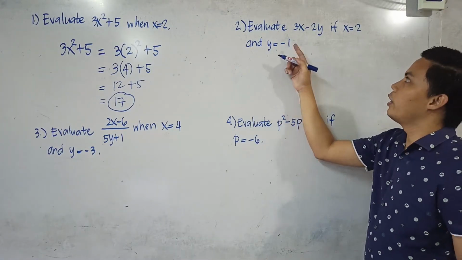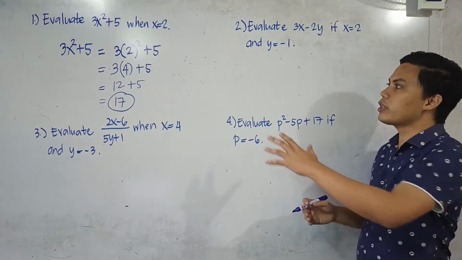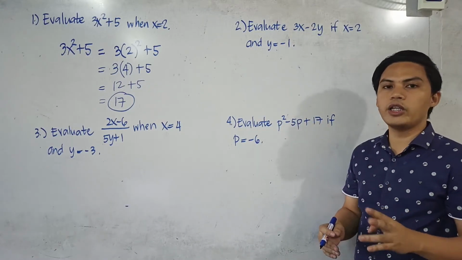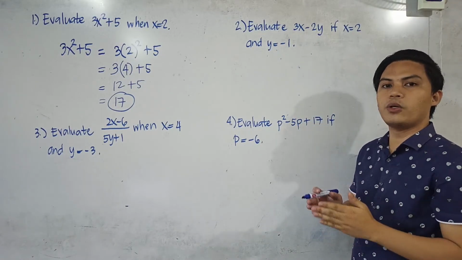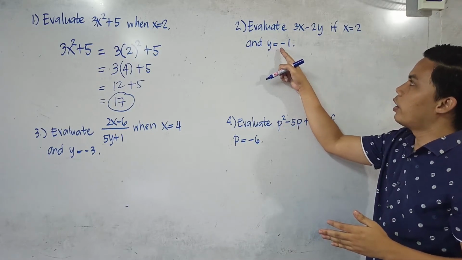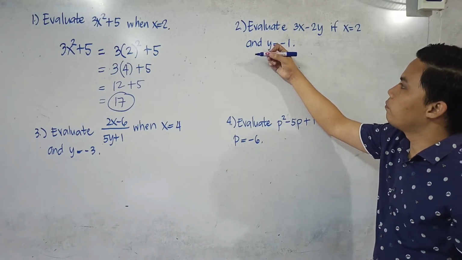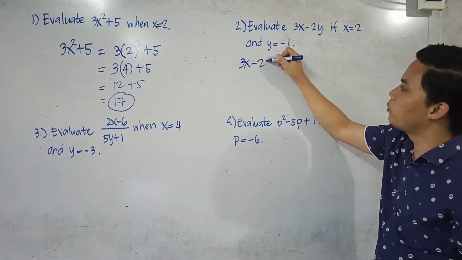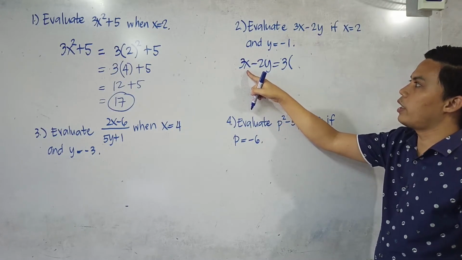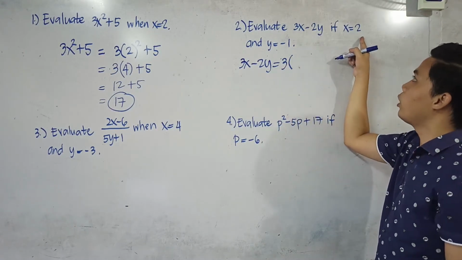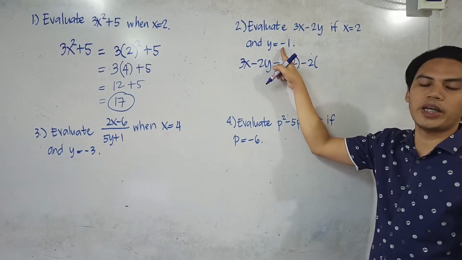Second example, we have evaluate 3x minus 2y if x is equal to 2 and y is equal to negative 1. So this time, we are given two variables. So again, kung ano lang yung nakalagay dito na value, yun lang yung isa-substitute natin sa particular na variable. So kung sa y na negative 1, therefore yung negative 1 is substitute lang natin sa variable na y. Okay? So we have, again, isulat natin ulit yung problem, 3x minus 2y. So we have 3 times x. Okay? So yung value ng x daw would be equal to 2. Minus 2 times y. Yung value naman ng y is negative 1.